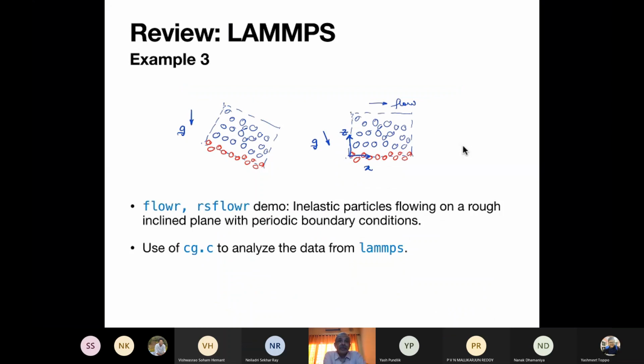And the last example that we were looking at was this flow down an inclined plane, which is the same as looking at the flow in a rectangular box, which is shown here, but with the gravity pointed in at an angle. And then there was another program to analyze the data that we got from this.